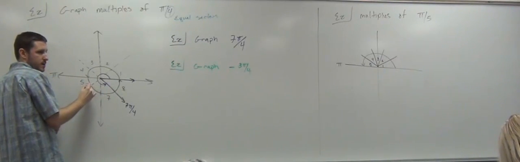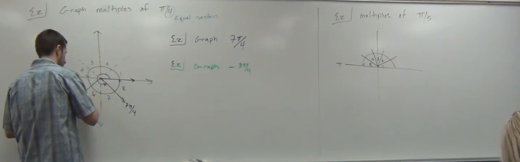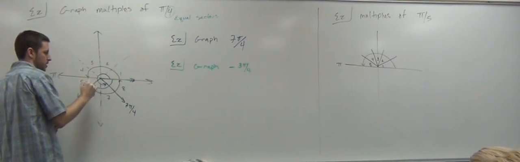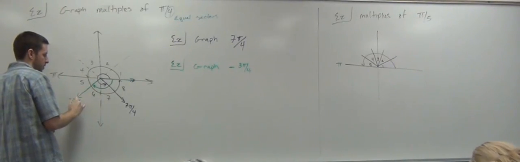1, 2, 3. So this angle going this direction is negative 3 pi over 4.